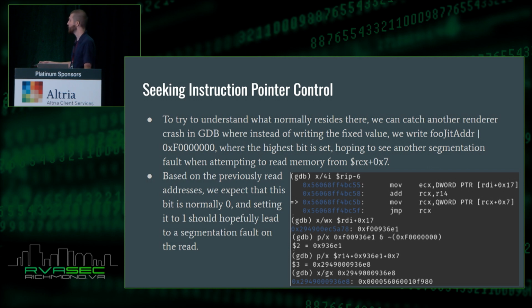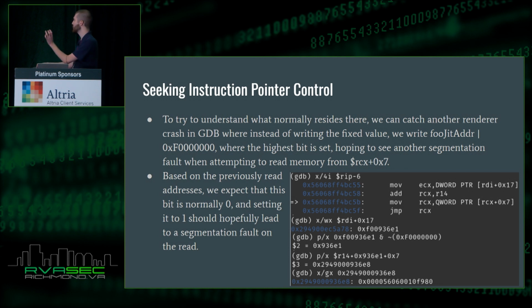We can take that value and AND it with the inverse of what we ORed it with and see that this was originally what was intended. Mapping it with R14 to the native heap and adding 0x7, this is the value that should be read and jumped to by that jump RCX instruction.